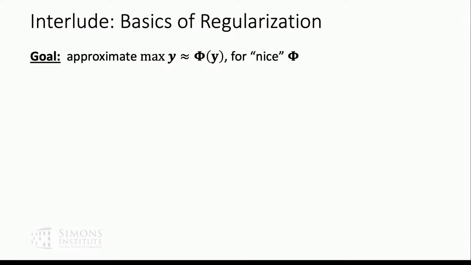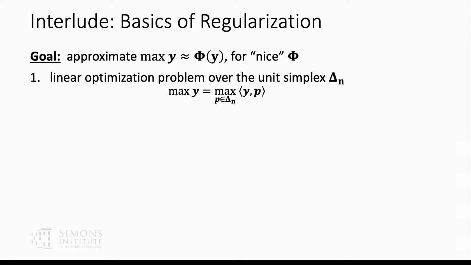The answer comes from convex analysis, where a standard way to make a nasty function smooth is a technique called regularization. We're going to do this in 2 steps. First, let me write the maximum function as a linear optimization problem over the unit simplex. If I want to compute the maximum of some vector y, I cast this as finding the vector p defined on the unit simplex that maximizes the inner product between y and p.